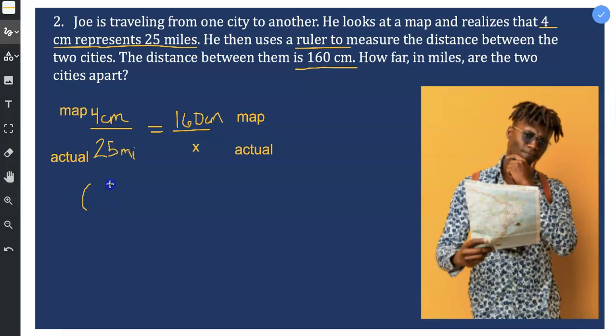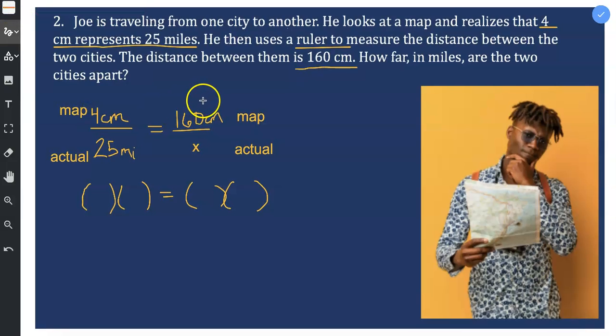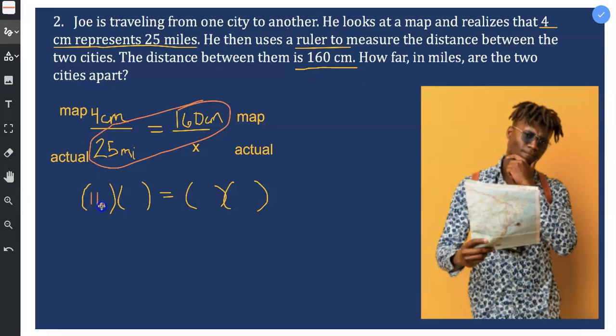So I'm going to draw parentheses. And then I'll grab a new color. And I'm going to multiply diagonally. So I'm going to multiply the 160 by the 25. Or I could have written 25 times 160. I'll get the same answer because of the commutative property of multiplication, which says that if two numbers are separated by multiplication, you can trade the order. You'll get the same answer.